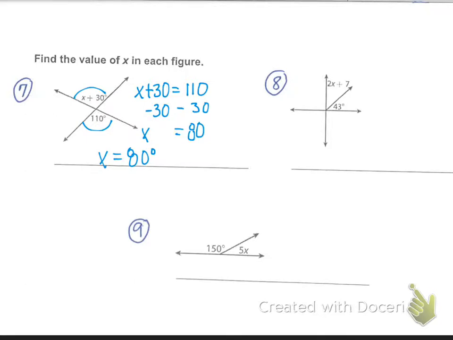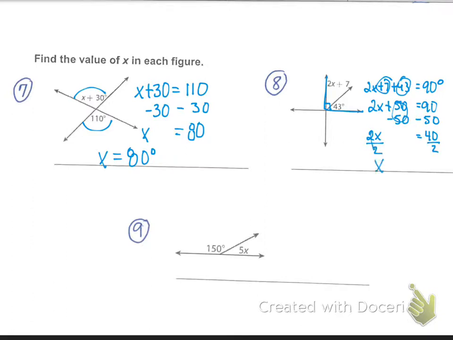And number 8, they form a right angle, so that means they add up to 90 degrees. So 2x plus 7 plus 43 equals 90 degrees. You just add everything up. Well, 7 and 43 is 50. So we have 2x plus 50 equals 90. We can subtract 50. We have our two-step equation here, which we now hopefully love. 90 minus 50 is 40. We have 2 times x, so divide by 2. We get x equals 20 degrees.